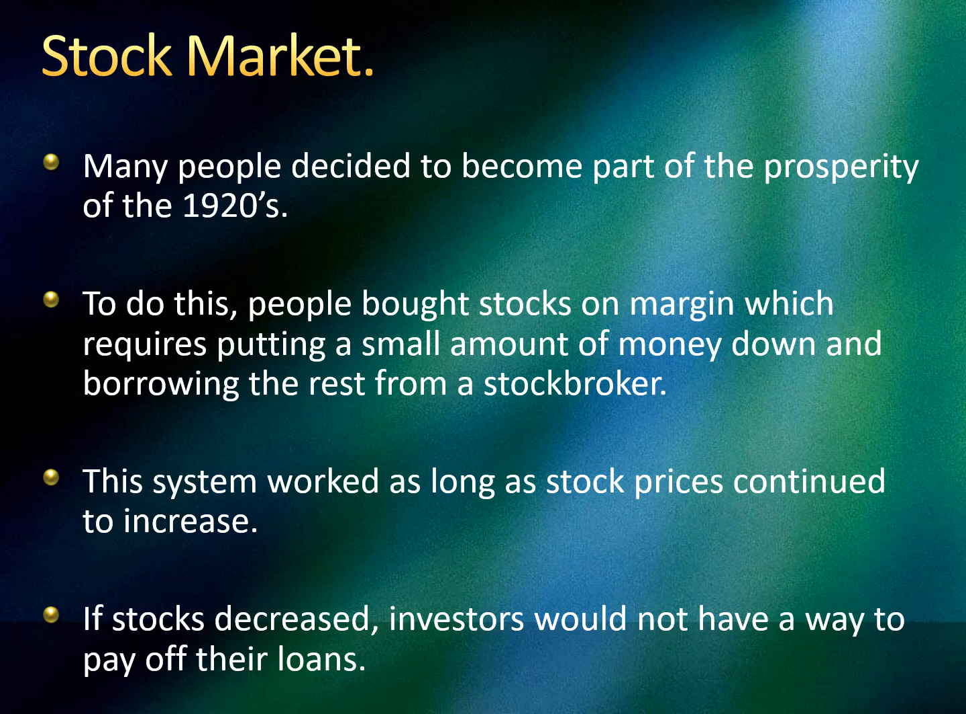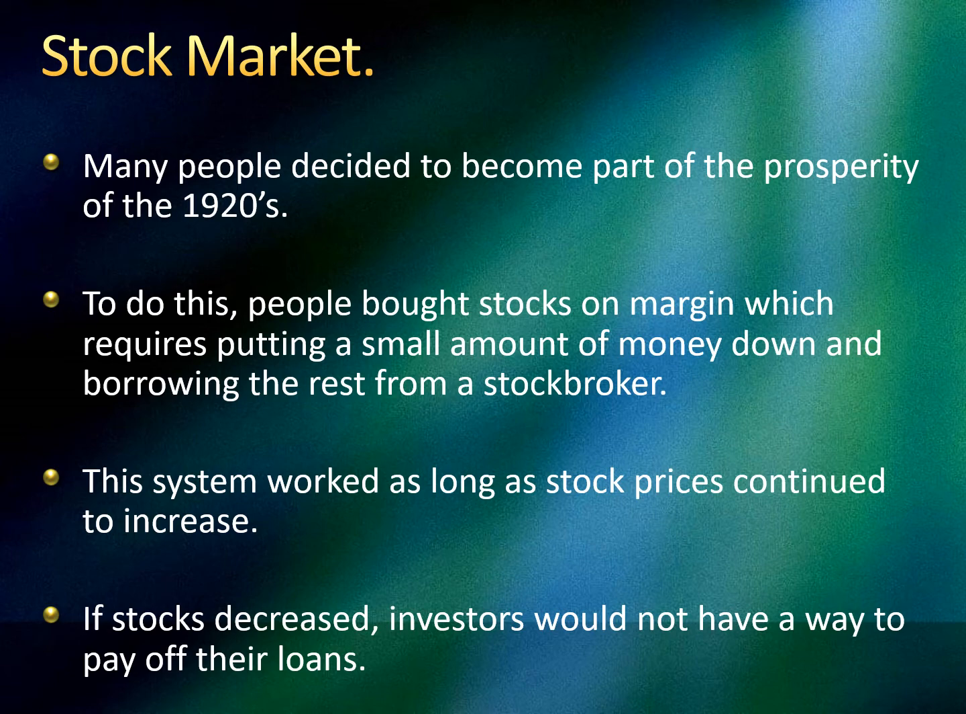Another big problem with the U.S. economy is the stock market, and some of you probably have heard of this. Many people decided to become part of the prosperity of the 1920s. The 1920s were a big time in American culture and history of spending and buying. Everyone wants to get in on the wealth and make some money. So people bought stocks, which are basically pieces of a company that you can buy and gain income from, depending on how well the company does.